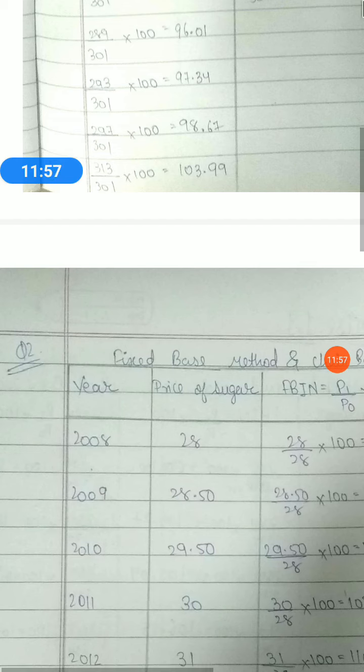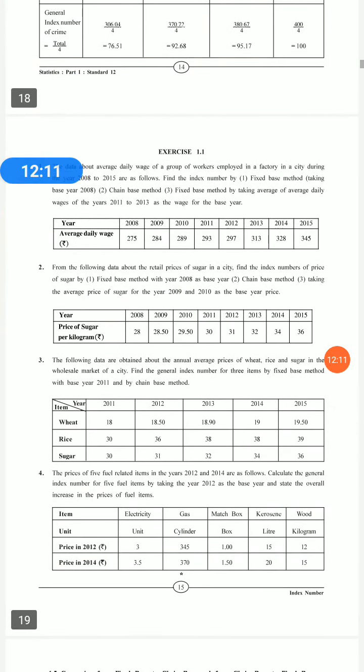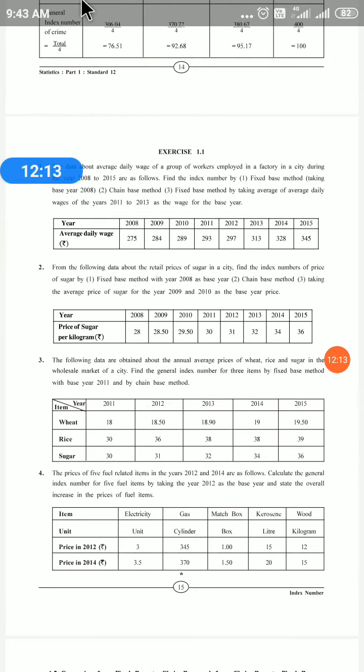Okay girls, with this the first question of the exercise is over. Now we are going to see the second question of exercise 1.1. First, let me read the question. Question is, from the following data about the retail prices of sugar in a city, find the index number of price of sugar by fixed base method with the year 2008 as the base year.